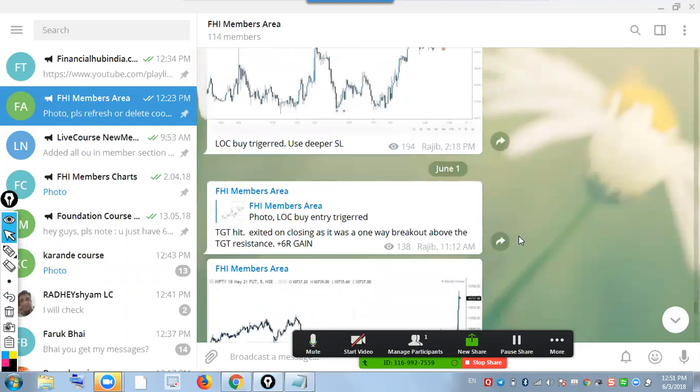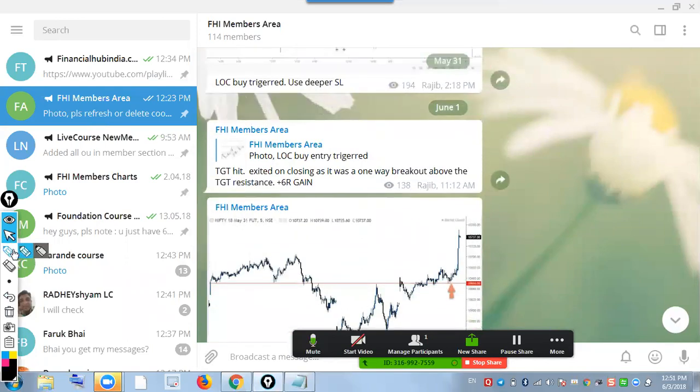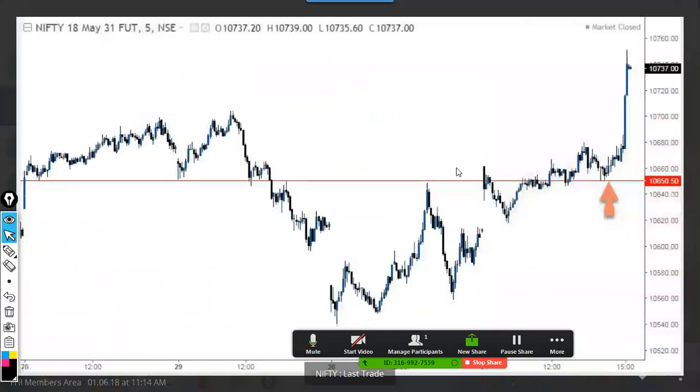And later on, our target was hit here and we made 6R. So generally for each trade our stop loss is 2500, and here 6R means 2500 into 6, so around 15,000 I guess. And this was the move here.